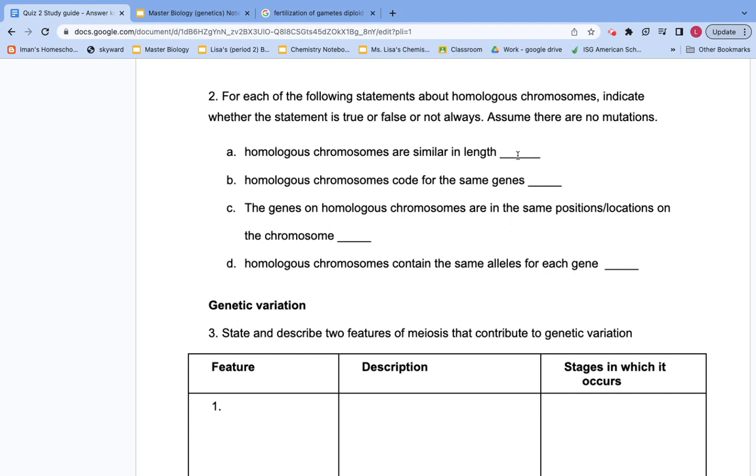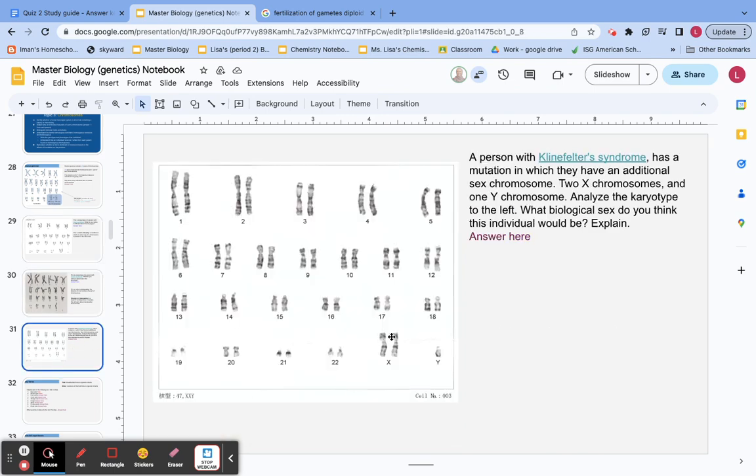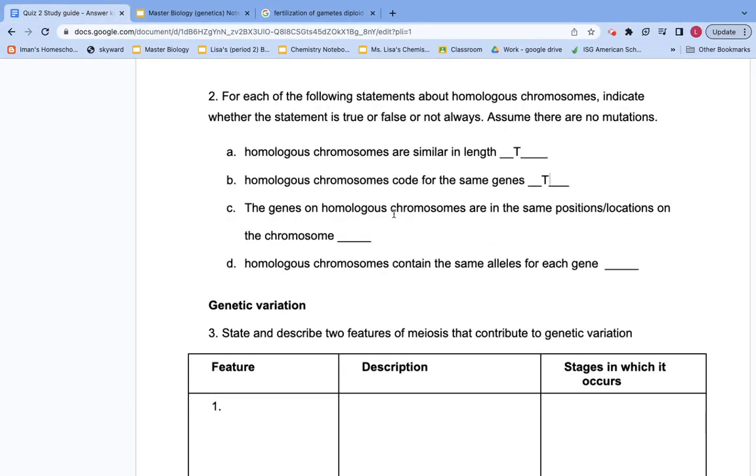Homologous chromosomes, are they similar in length? Yeah, they are. Do they code for the same genes? Yes. If we look at these homologous chromosomes, if this one does hair color, so does this one. They are homologous. They have the same genes. Like Calyx the cat, this had fur color, so the other X also has fur color. So they do code for the same genes.